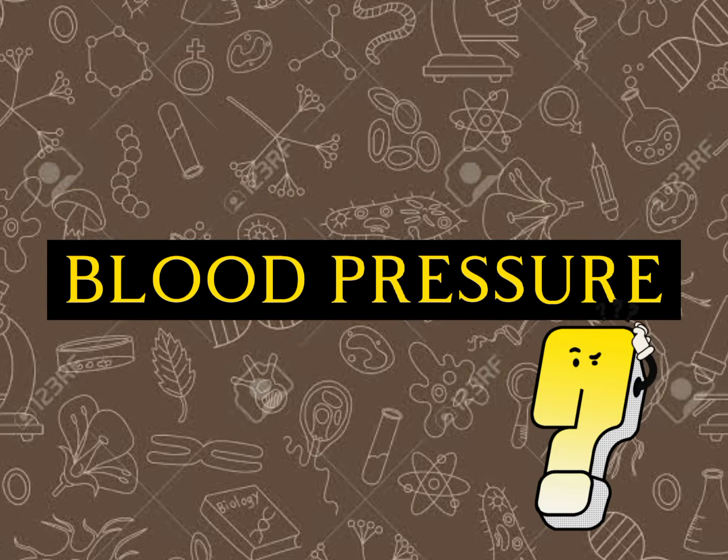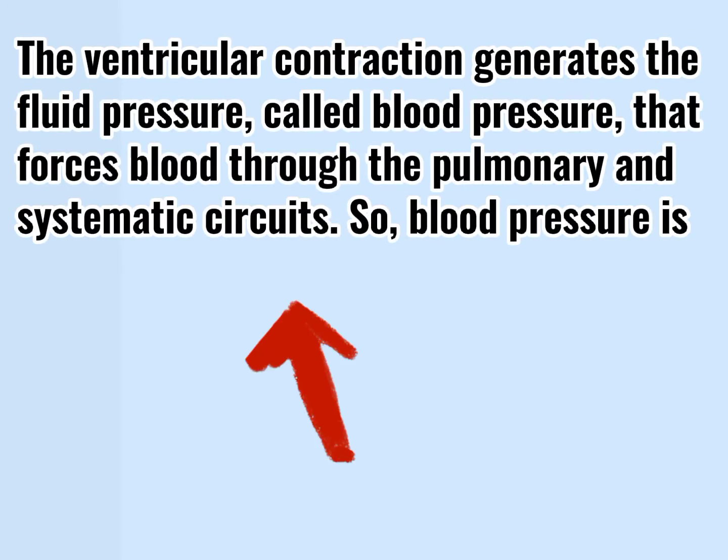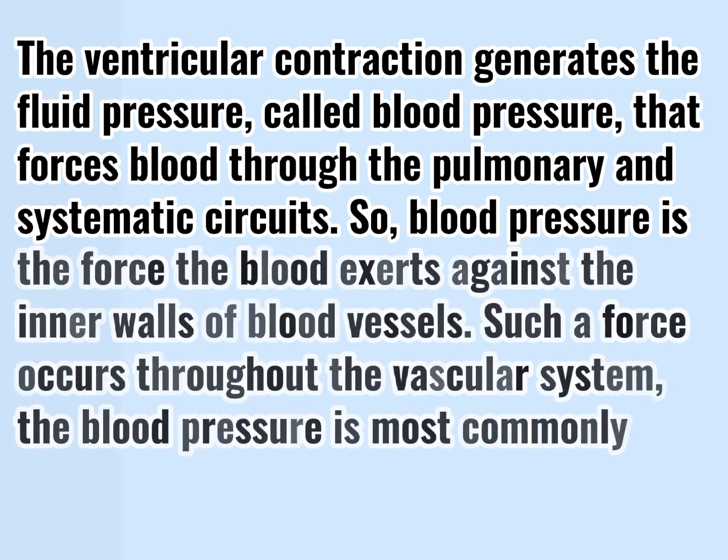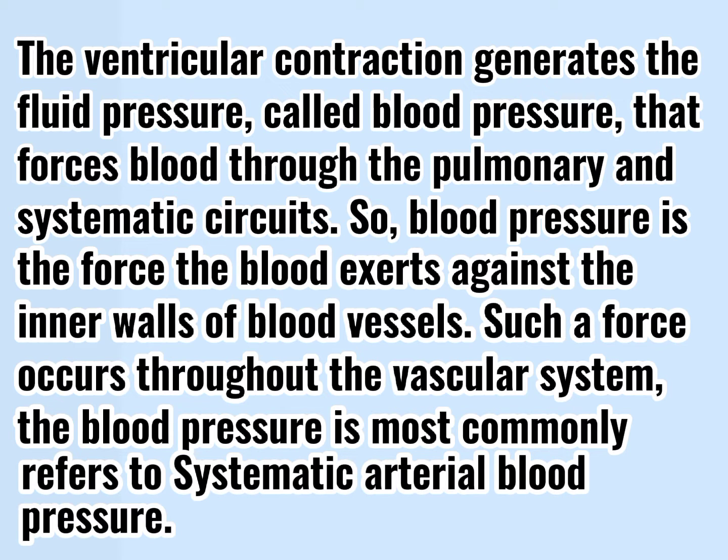Blood pressure. The ventricular contraction generates the fluid pressure, called blood pressure, that forces blood through the pulmonary and systemic circuits. So, blood pressure is the force the blood exerts against the inner walls of blood vessels. Such a force occurs throughout the vascular system. Blood pressure most commonly refers to systemic arterial blood pressure.